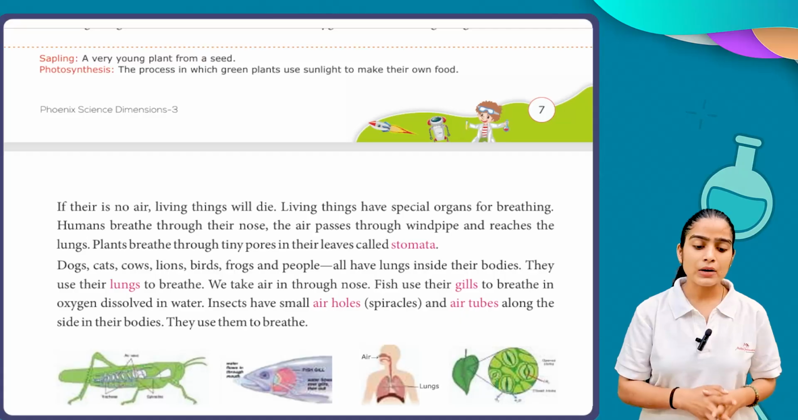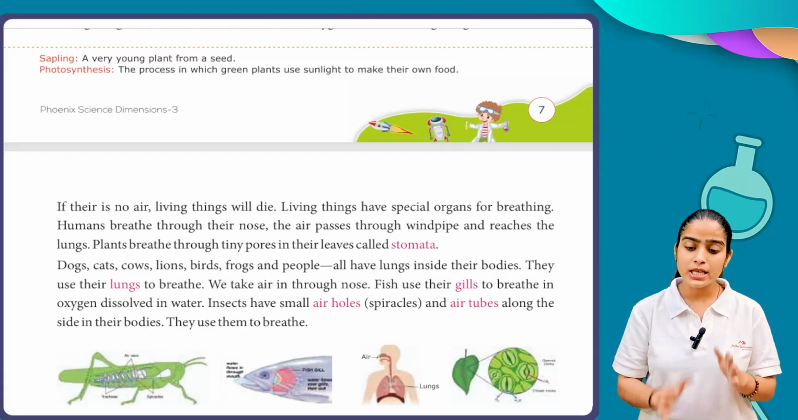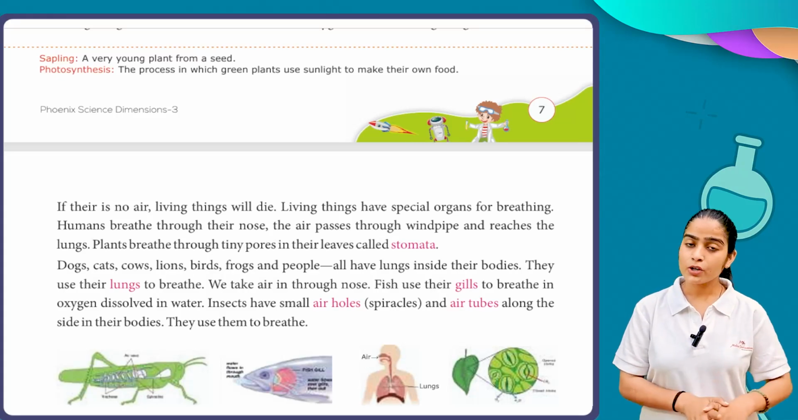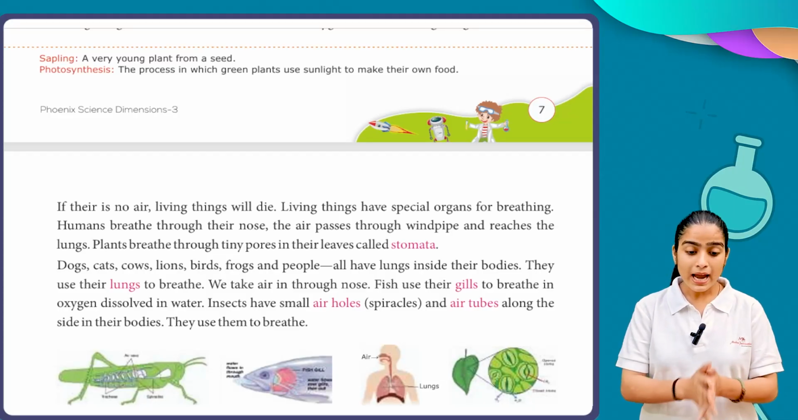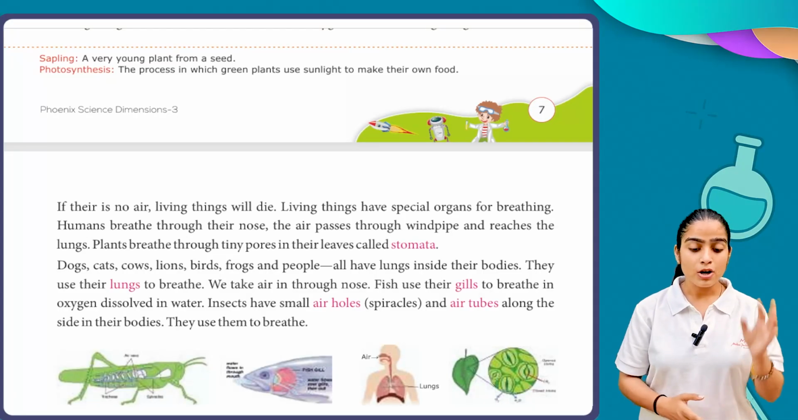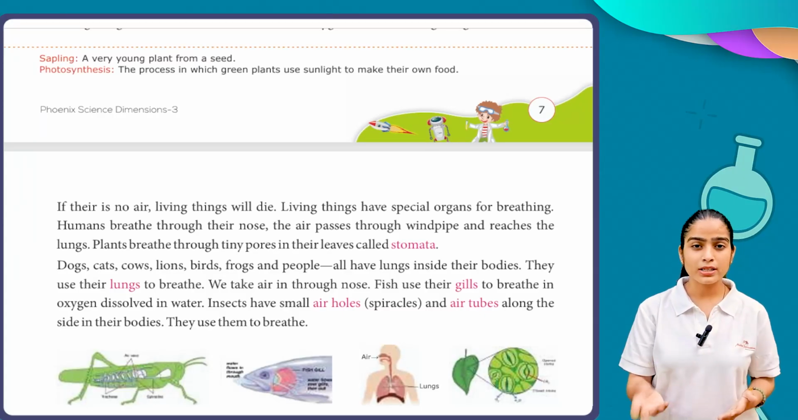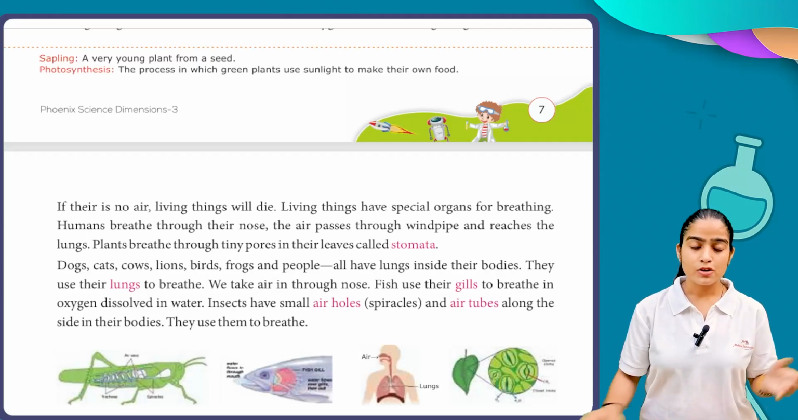Dogs, cats, cows, lions, birds, frogs and people all have lungs inside their bodies, and with the help of their lungs, they can breathe in and breathe out. If we are talking about fish, they do this with the help of their gills. Some insects do the breathing process with the help of their air holes, which we call spiracles, and air tubes along the sides of their bodies.